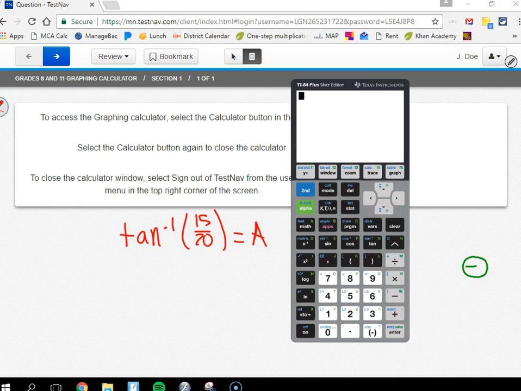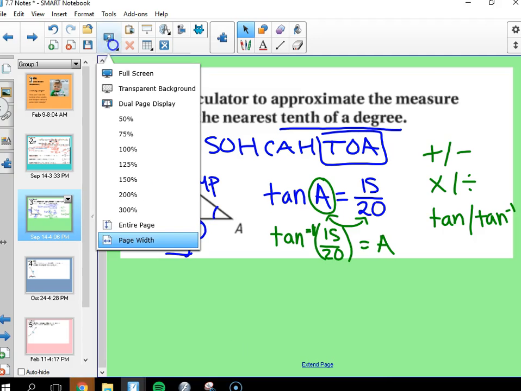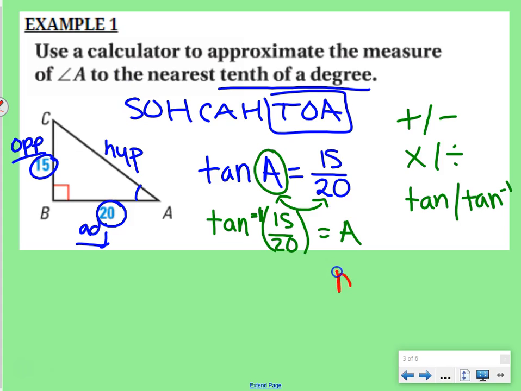So if we look right here, our tangent key, the inverse tangent is in blue on that key. So if we hit the blue button and then the tangent button, we'll get the inverse of tangent. And then 15 divided by 20 gives us our angle measure. And we want to round that to the nearest tenth. So we have an 8, but the 6 after the 8 tells us we're going to round it up to 36.9. So right here, our measure of angle A is 36.9 degrees.